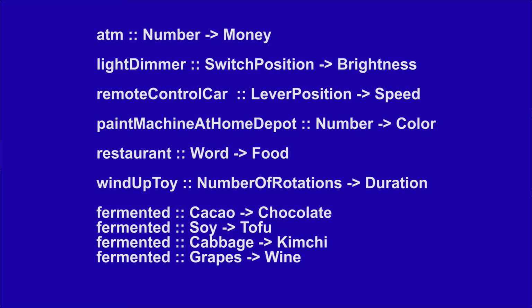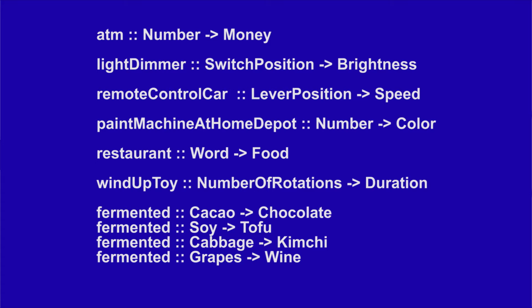Even a food can be a function. So take the process of fermenting something. So fermented is the function, and it takes cacao and turns it into chocolate. Or it takes soy and turns it into tofu. It takes cabbage and gives back kimchi after it goes through the fermenting process. Or it takes grape and turns it into wine. So that fermentation is a function. It's a process that turns one thing into a very specific other thing.